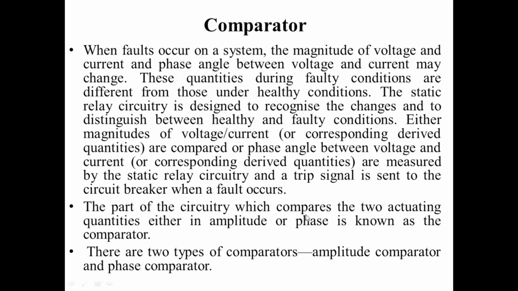The part of the circuitry which compares the two actuating quantities, either in amplitude or in phase, is known as the comparator. When you compare amplitude, the comparator is known as an amplitude comparator. When you compare phase, the comparator is named a phase comparator. So there are two types of comparator: first is the amplitude comparator and the second is the phase comparator. These two comparators are studied in detail in the next slide.